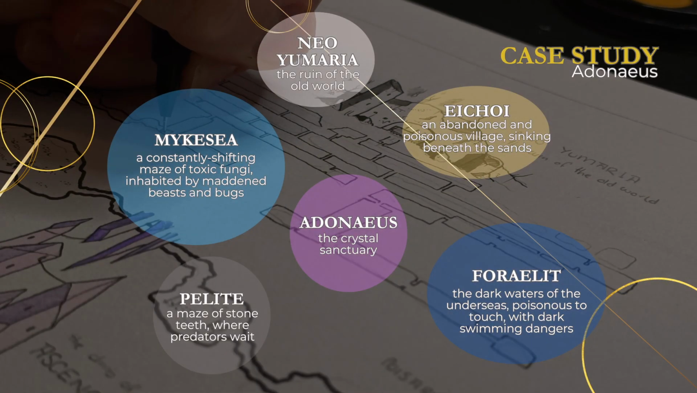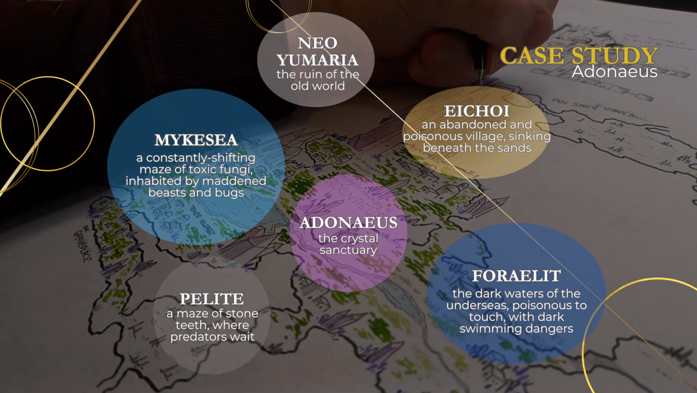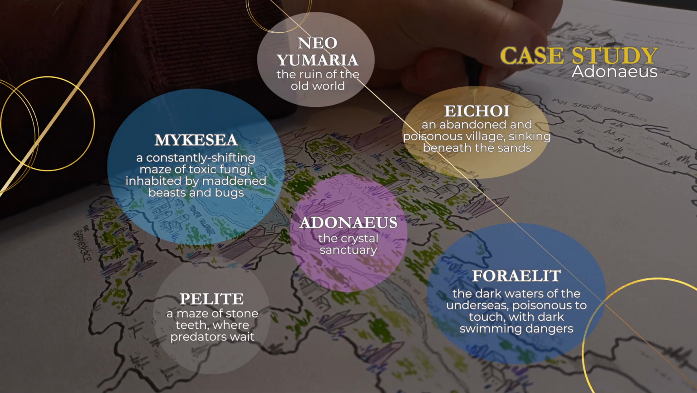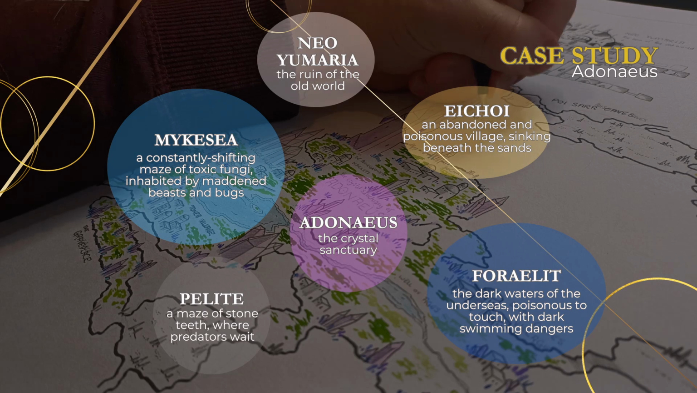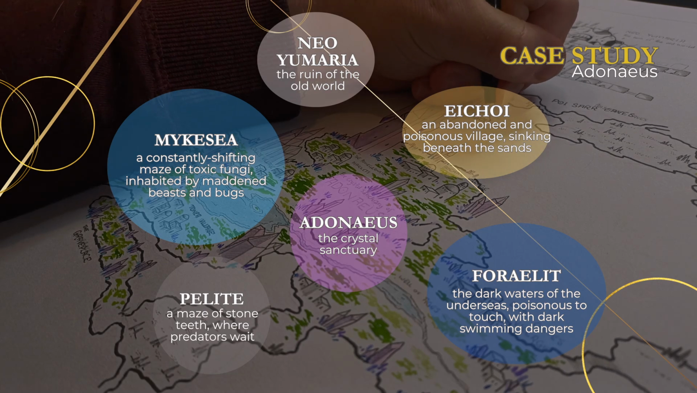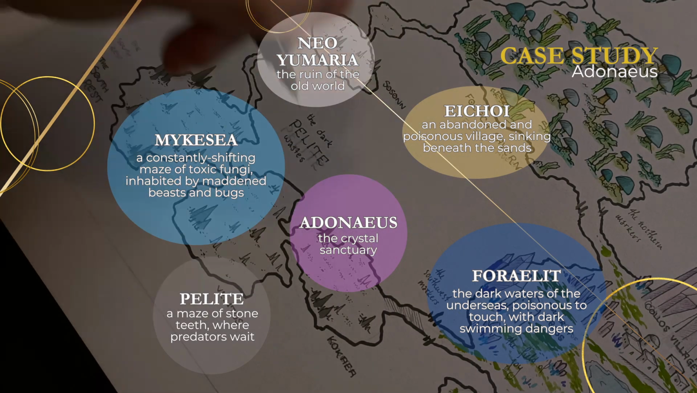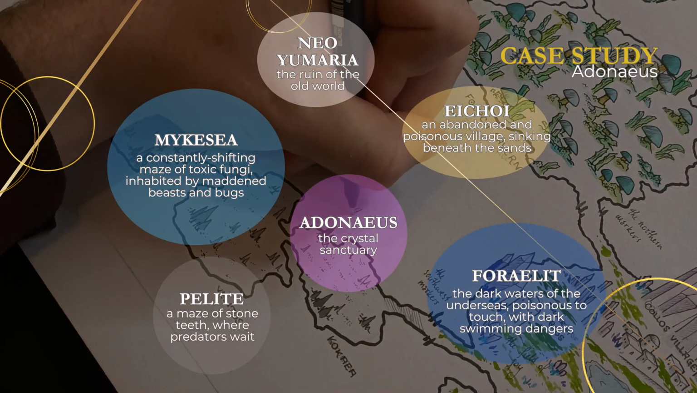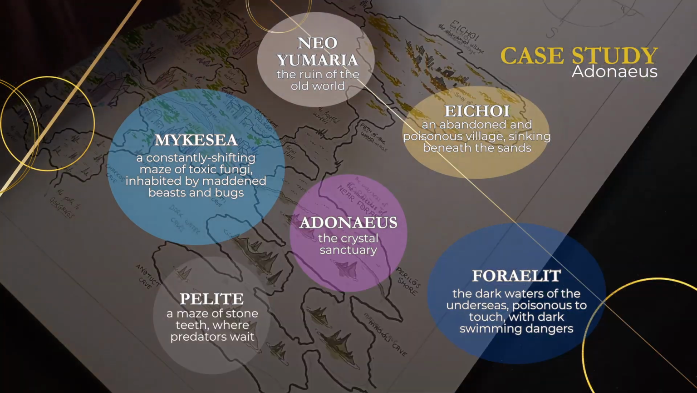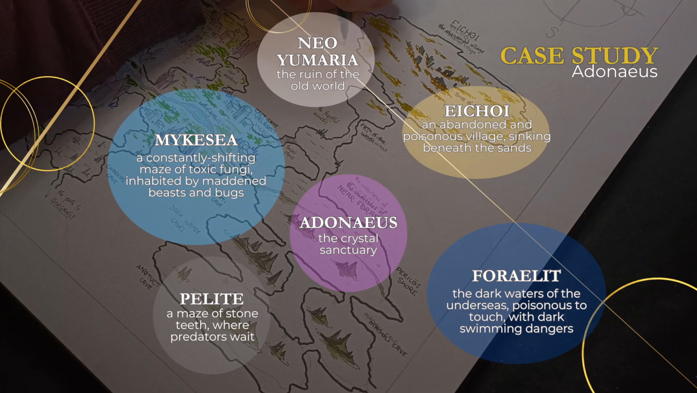You know, Adonaeus is the crystal sanctuary. I want to imply as much as I can about the different villages that are there. It's not one large city. It's villages scattered around a warren of caverns. Pelite is a maze of stone teeth, where predators in the darkness await. You know, Forilit is only the nearest shore of a massive sea, poisoned by the world above.